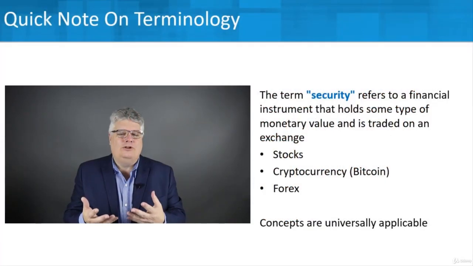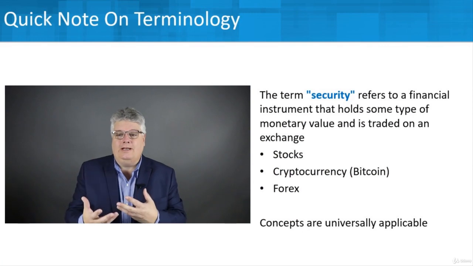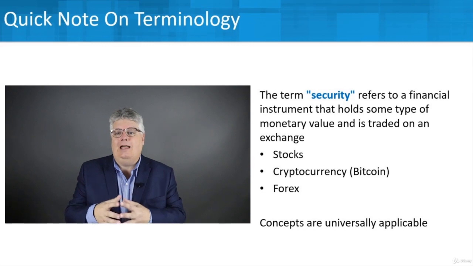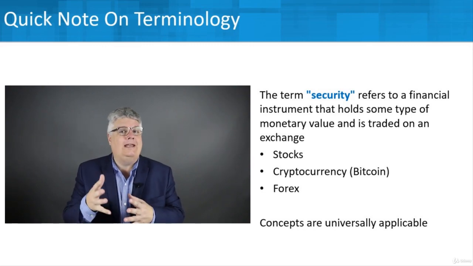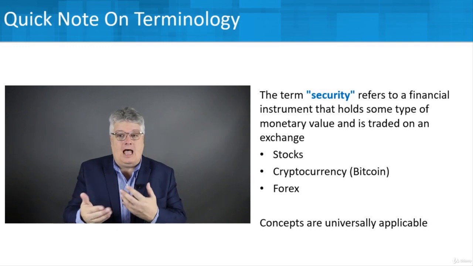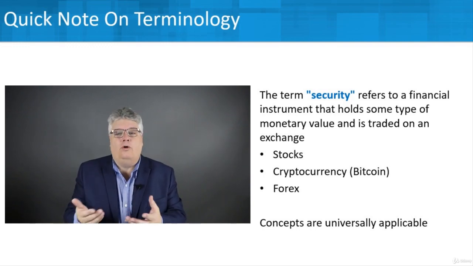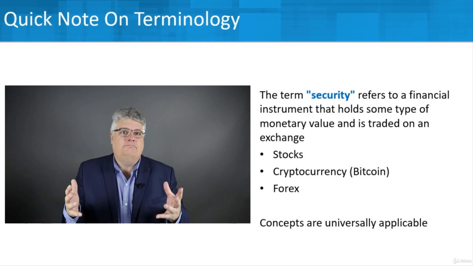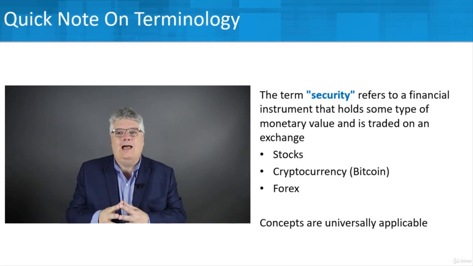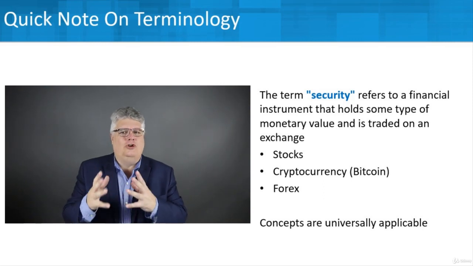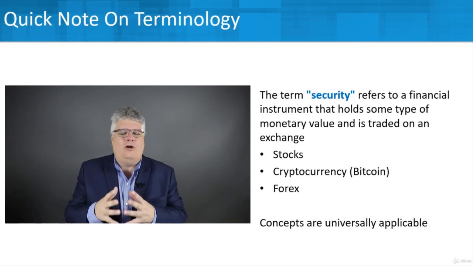On a quick note on terminology, I'll use the term security because that refers to really any financial instrument that holds some type of monetary value and is traded on an exchange. Examples of securities under this definition are stocks, cryptocurrency like Bitcoin and Ethereum, or foreign exchange currency trading, the Forex market, because these concepts are universally applicable no matter what you're looking at. Now governments may debate, especially around things like Bitcoin, whether it is a security, but for our purposes, all these things definitely are.